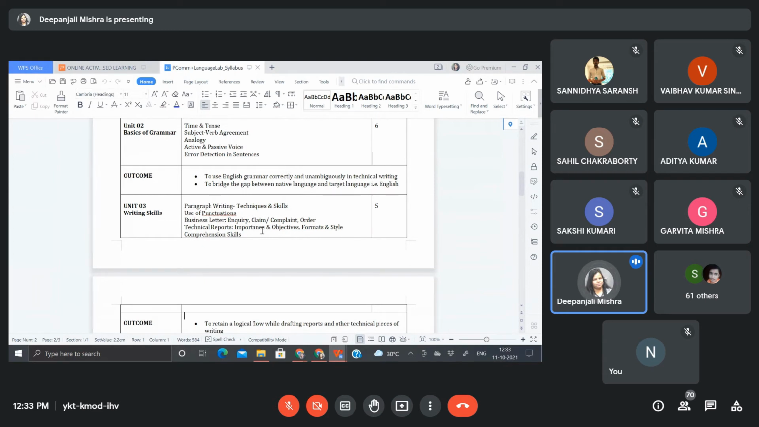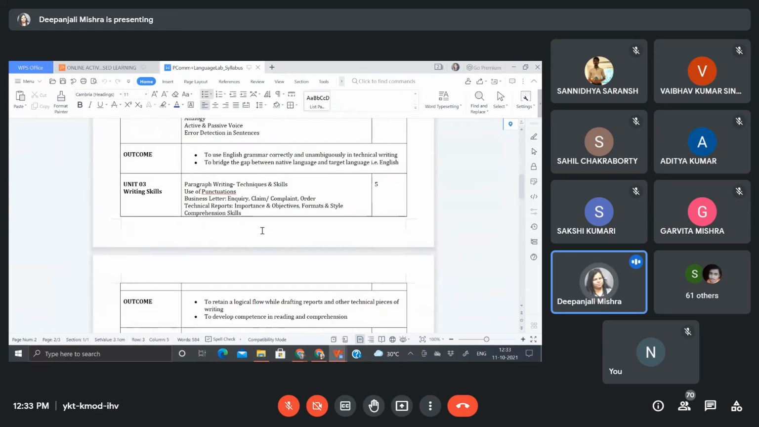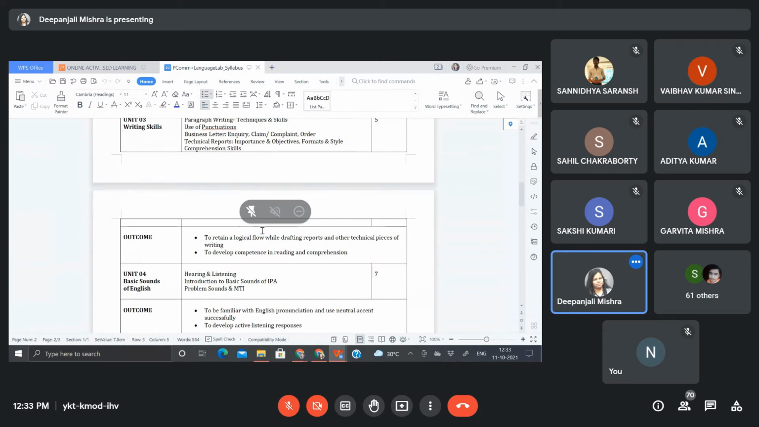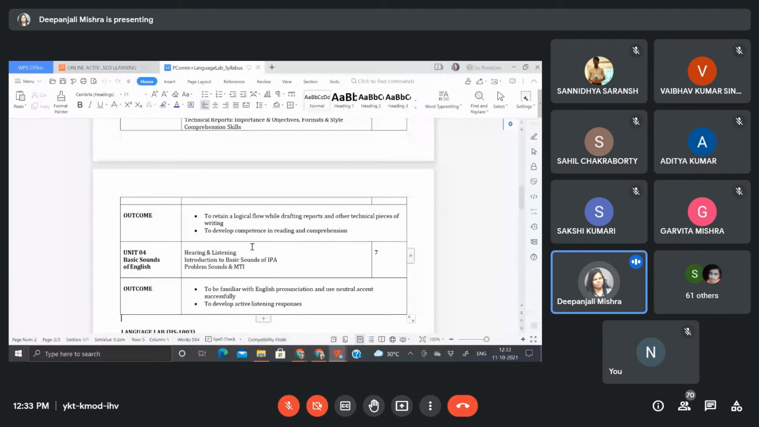You will get that 5 marks. Okay. And the next one is the writing skills, that is paragraph writing techniques and skills, use of punctuations, business letter. We will do inquiry, claim, complaint, order, technical reports, importance and objectives, format and style, comprehension skills. We will do this. Then first I'll give you an introduction about the phonetics.